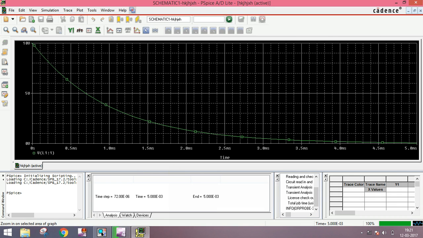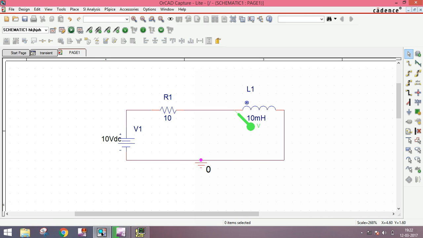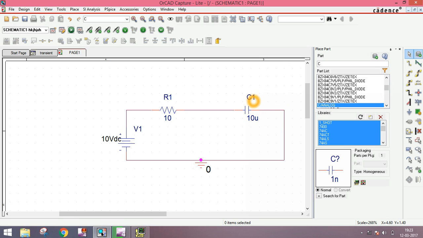So this is the RL circuit analysis. Similarly you can do it for the RC circuit also. So replace the inductance, remove this inductance and set a capacitance. So do it. You can see we place a capacitor here, a 10 microfarad capacitor. And what is the time constant of this RC circuit? The time constant of an RC circuit formula is simply RC, nothing else. And what is this? R is 10k and C is 10 microfarad, 10 into 10 to the power minus 6.